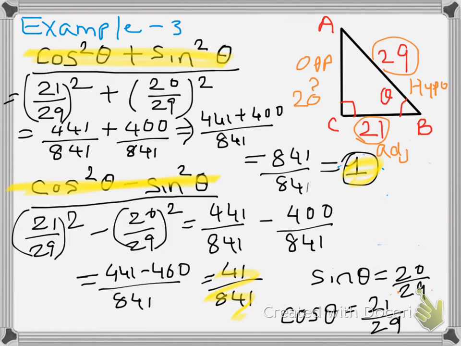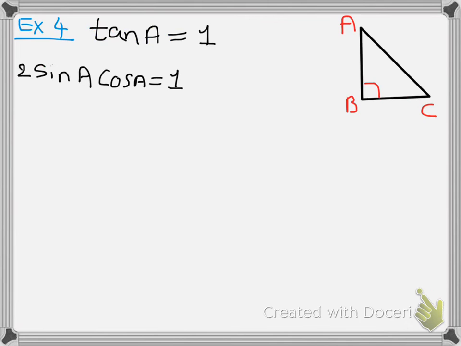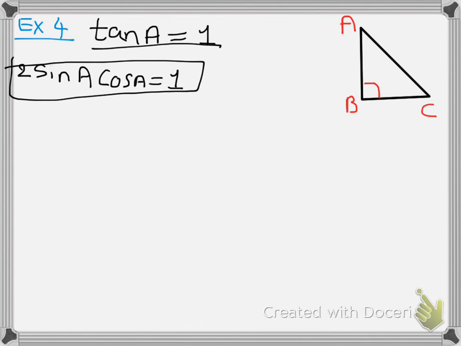So that's example number 3 in your textbook. Now let's move on to example number 4. In example number 4, they have given us a right angle triangle again. It's ABC, and angle B is the right angle, and they have given us two values. They have given us tan A is equal to 1, and they are asking us to prove this equation, 2 sine A times cos A is equal to 1.